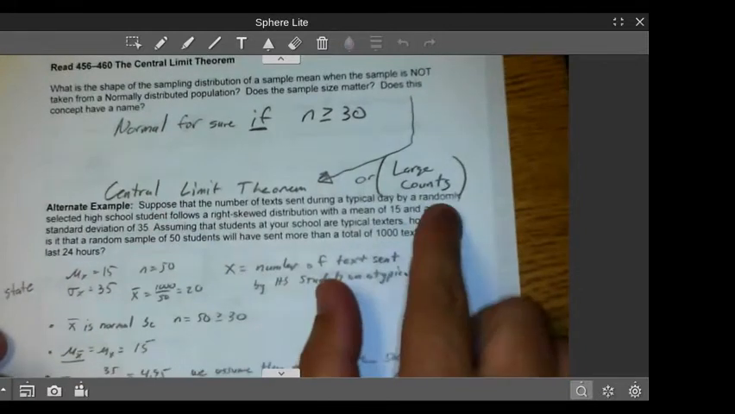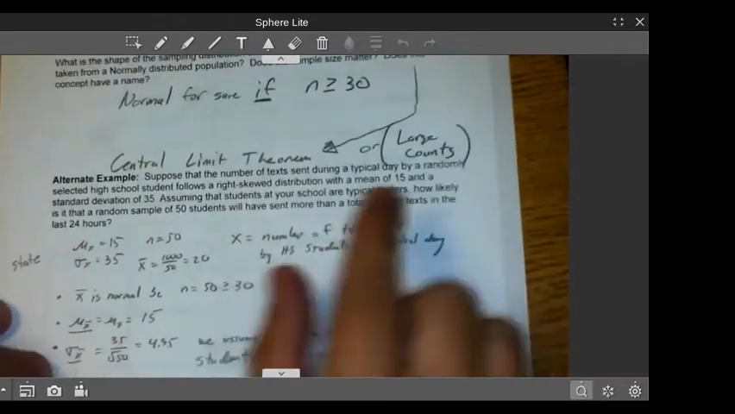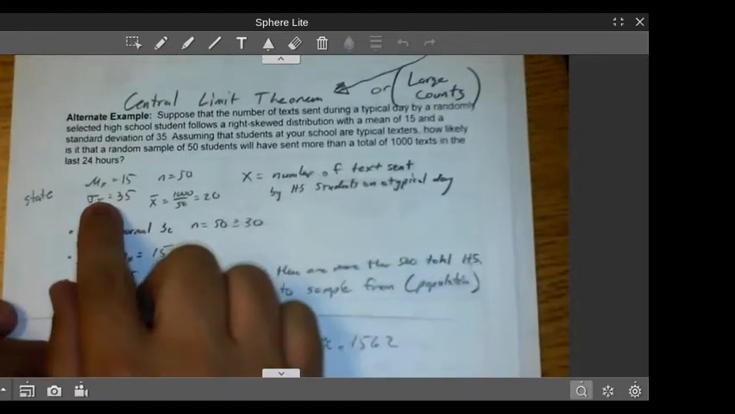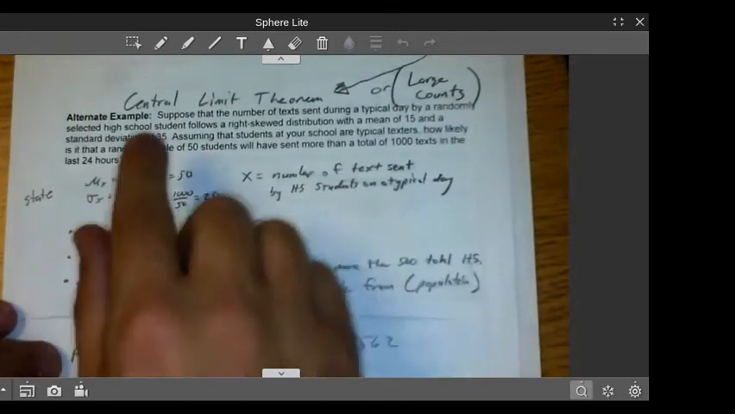Central limit theorem or the large count assumption or whatever. I don't know the word I'm looking for, so I'm just going to stop now. All right, so here we go.